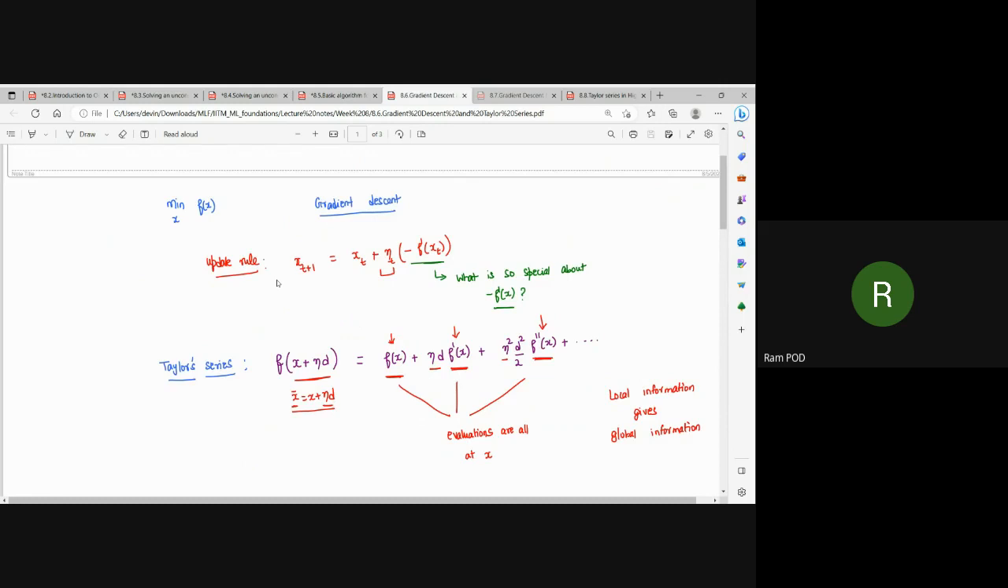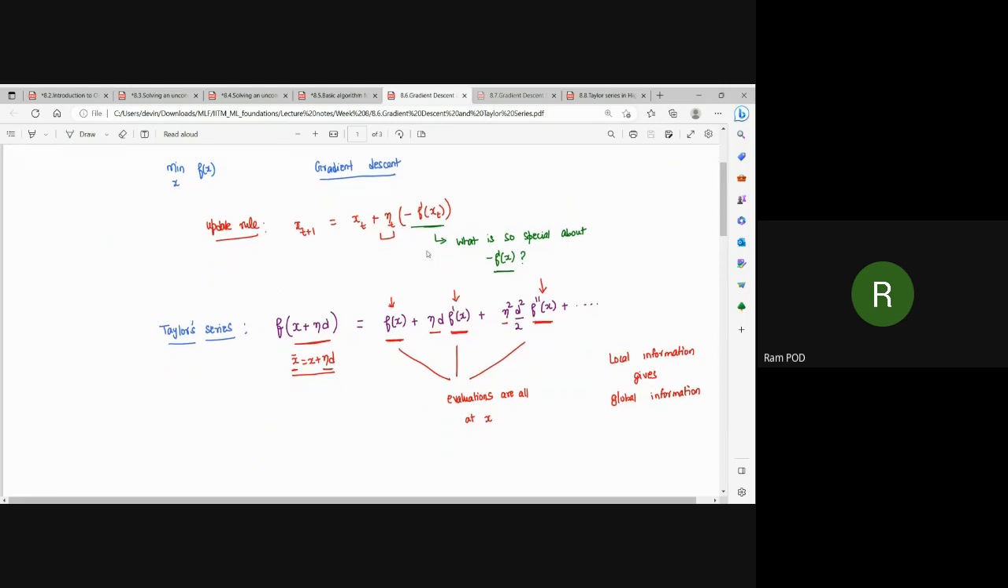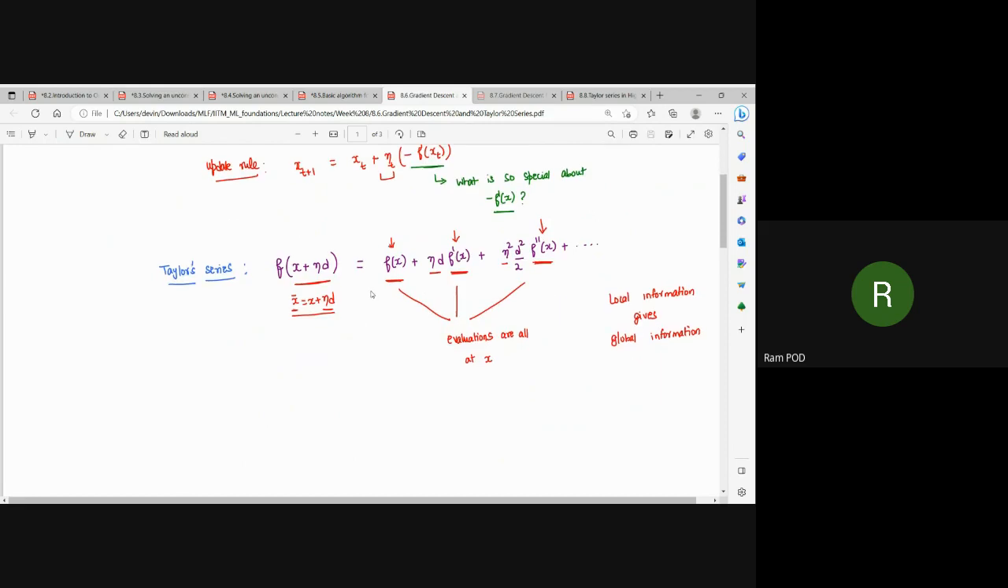So why exactly we are choosing this minus f dash of x, we'll be explaining now. If you look at this Taylor series expansion, f of x plus eta d is going to give you f of x.